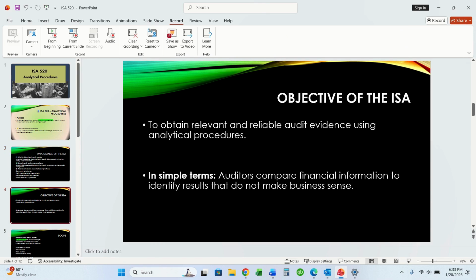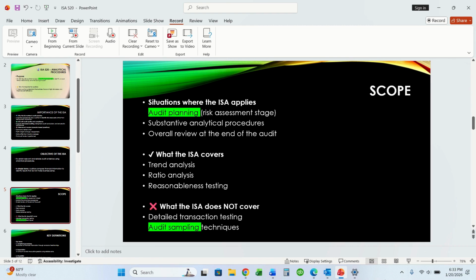Objective of the ISA: to obtain relevant and reliable audit evidence using analytical procedures. In simple terms, auditors compare financial information to identify results that do not make business sense. What is its scope? The situations where the ISA applies: audit planning, substantive analytical procedures, and the overall review at the end of the audit.